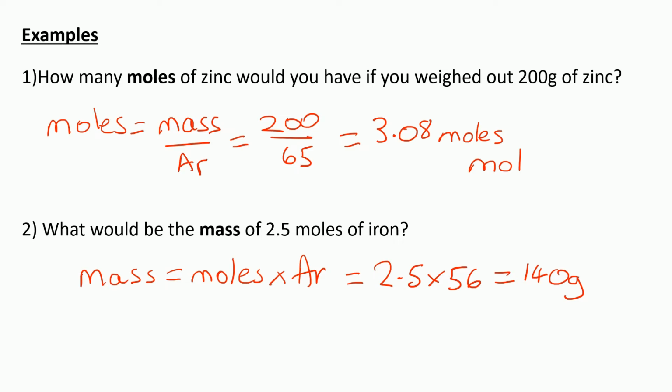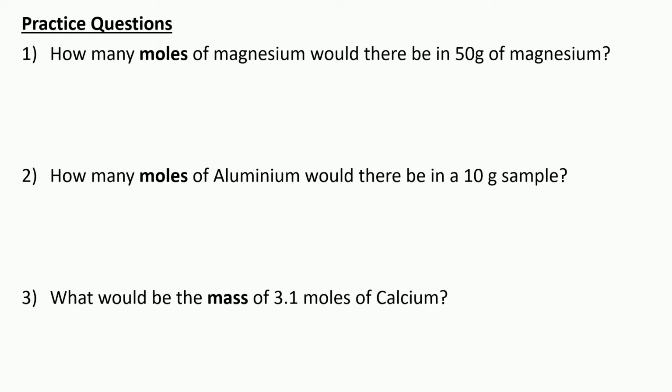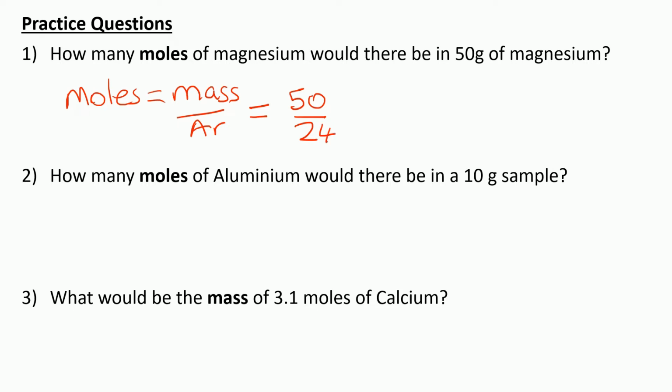Now try these questions for yourself, so pause the video and then when you finish, resume the video to mark your answers. In question 1, we need to write out moles equals mass in grams over AR, and the mass is 50 and the AR for magnesium is 24, and that comes to 2.08 moles.